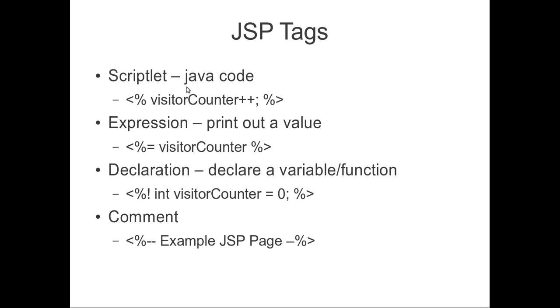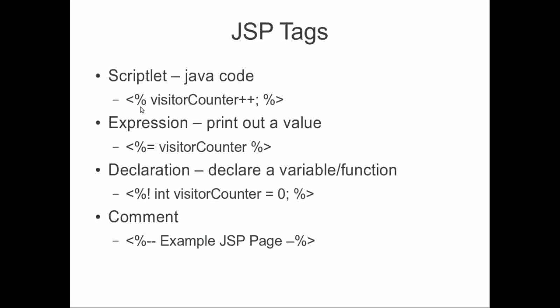So the first kind of tag we're going to talk about is a scriptlet, and basically this just contains Java code. It needs to end in a semicolon, and it starts and ends with angle bracket %, and then % angle bracket. So you can put any Java code in here. You might just have a one-word statement like this, visitor counter ++, and that'll increment the visitor counter as you would expect. You can have a block of Java code in there, in which case this scriptlets can be multi-line.